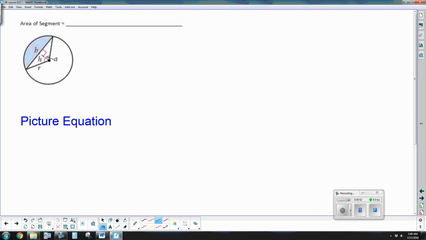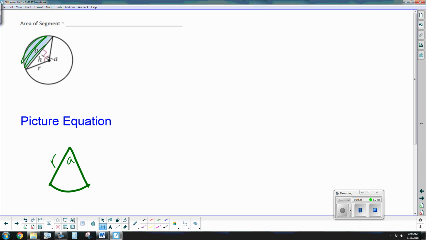So let's first think about the area of a sector, where this is our radius, and this is our interior angle. And again, we don't have this whole thing. We're subtracting that little triangle. So we're subtracting that part.